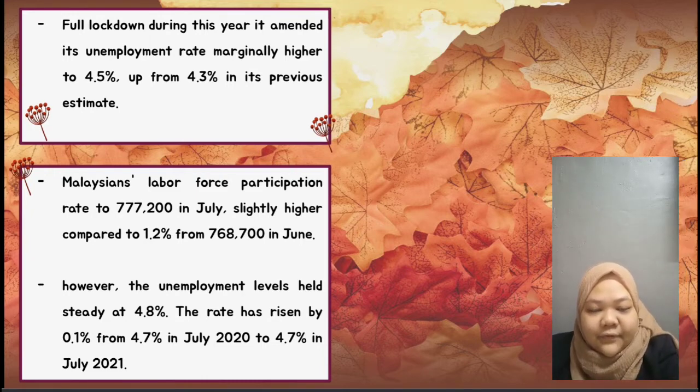As per the Department of Statistics Malaysia, Malaysians' labor force participation rate rose to 777,200 in July, slightly higher compared to 768,700 in June. However, the unemployment levels held steady at 4.8%. Thus, the rate has risen by 0.1% from 4.7% in July 2020 to 4.7% in July 2021.